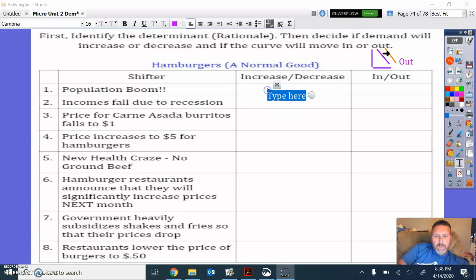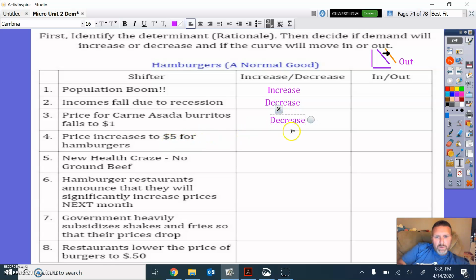We're back. Okay? Population boom. More people. More people going to cause an increase in demand. Incomes fall due to recession. That's going to cause a decrease in demand. Price for carne asada burritos falls to $1. So a substitute good, the price of it goes down. So that means people are going to buy carne asada burritos and not burgers.